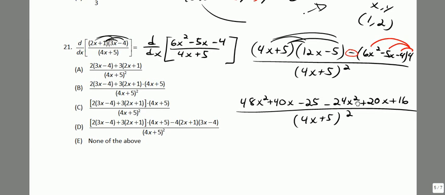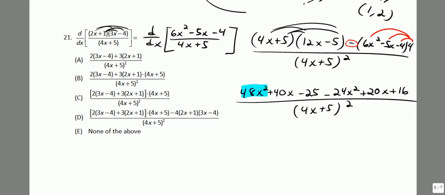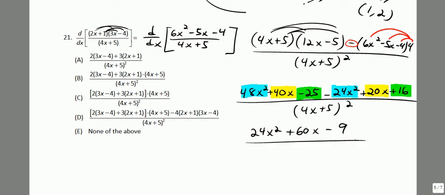See if I can combine some like terms. See, I've got x squared, so 48 take away 24 is 24x squared. Got some x's, 40 and 20 makes 60x. And my constants, a minus 25 and a plus 16 is, okay, mental math. Minus 25 and plus 16, so minus 9. Over 4x plus 5 squared.